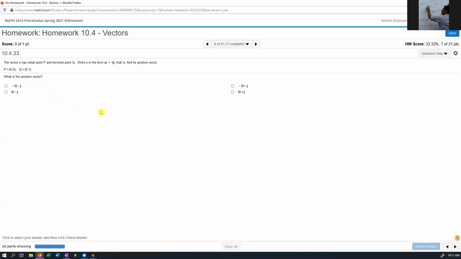Okay. All right, the vector V has initial point P and terminal point Q. Write V in the form A I plus B J. That is, find the position vector. Okay, so here we have a point. We have point P, which is the point 8, 0.